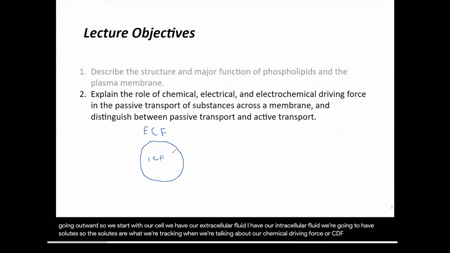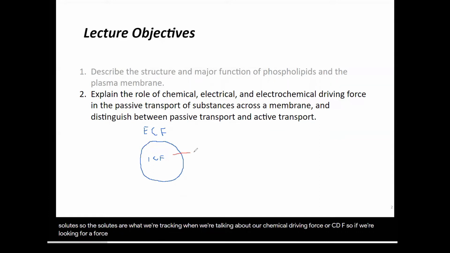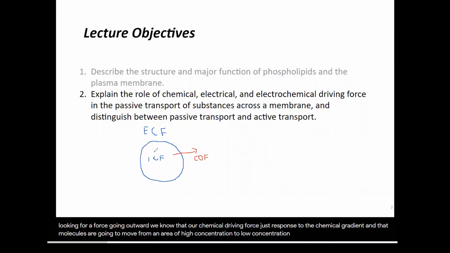Okay. So if we're looking for a force going outward, we know that our chemical driving force just responds to the chemical gradient, and that molecules are going to move from an area of high concentration to low concentration. So if we're looking for a force going out, we'll have lots of solutes inside the cell to produce that high concentration. And then we'll have a lower number, so just a few outside. So this will produce an outward chemical driving force.